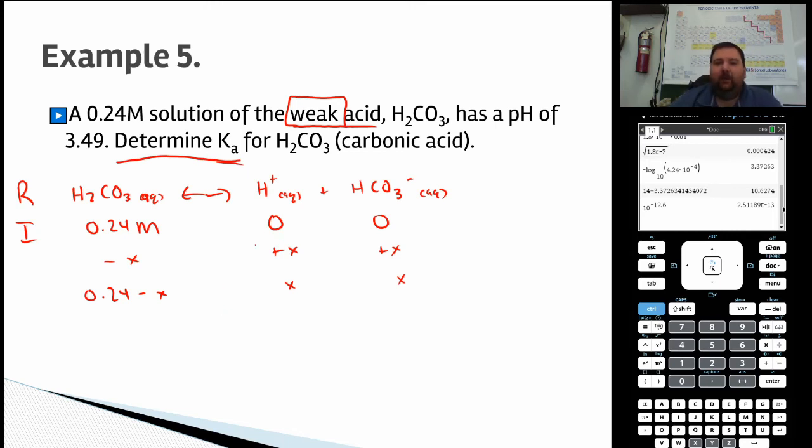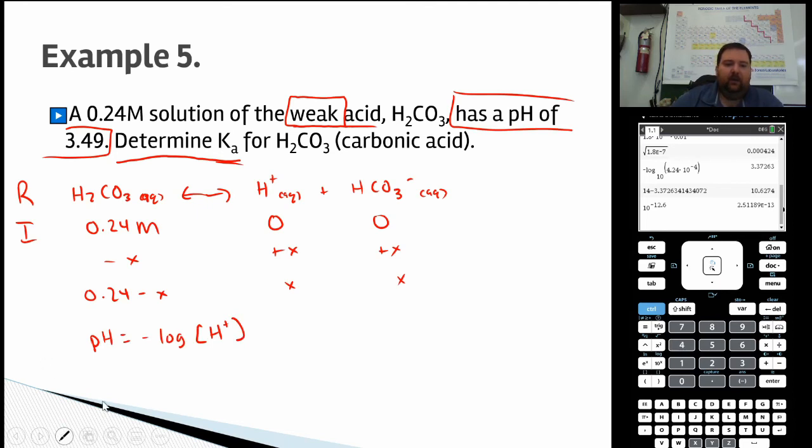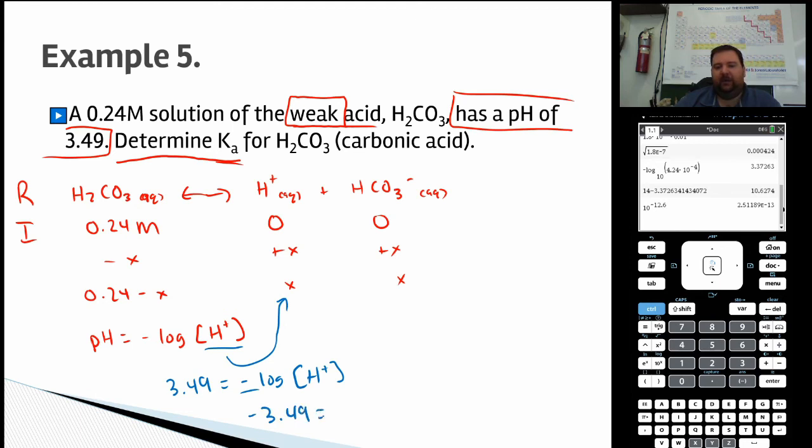So how do you do that? Well, they gave you another bit of information. It has a pH value of 3.49. What does that tell us? The pH is the negative log of the H pluses. So if I can find my concentration of H pluses, that's this value right here. Let's go ahead and try that. I know my pH value. It's 3.49. That's the negative log of my H pluses. If I move this negative sign to the other side by multiplying by negative 1 to isolate the log, I have negative 3.49 equals the log of my hydrogen ions.